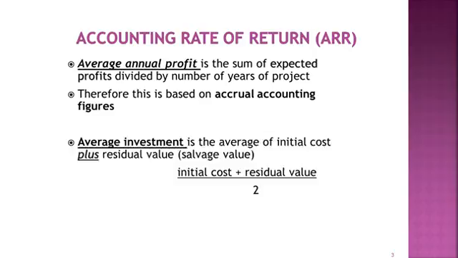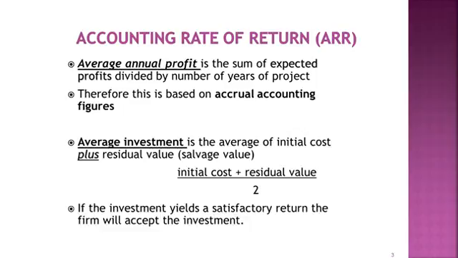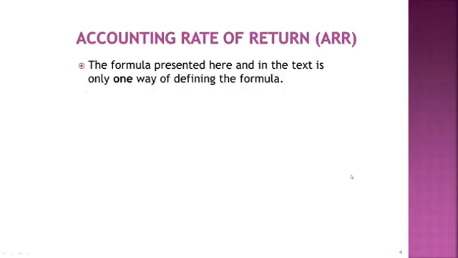So the average investment is the second step, and average investment is the average of the initial cost plus the residual value, or the salvage value, and then we divide it by 2. So the initial cost plus the residual value divided by 2, because there are two components to calculate the average investment. If the investment yields a satisfactory return, then the firm will accept the investment.